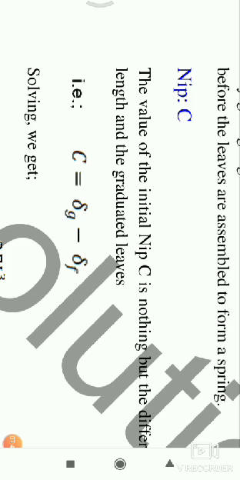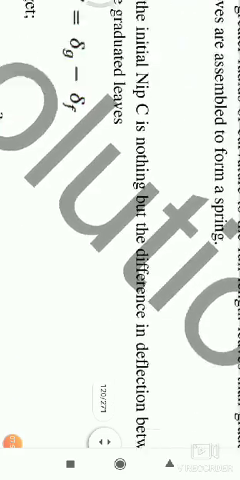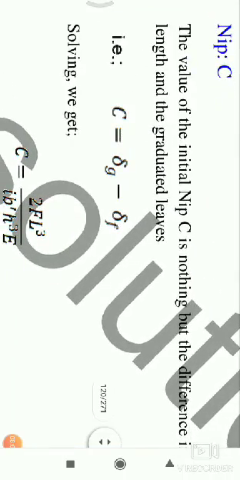Now when you tighten this using the central bolt, they will be pre-stressed, which means they will deflect. The gap is reduced, so this is the deflection. It is the difference in the deflection of the full length leaves and graduated leaves. That is, capital C equals delta G minus delta F. Now, delta G expression and delta F expression we know. By solving those two equations, we get the result.